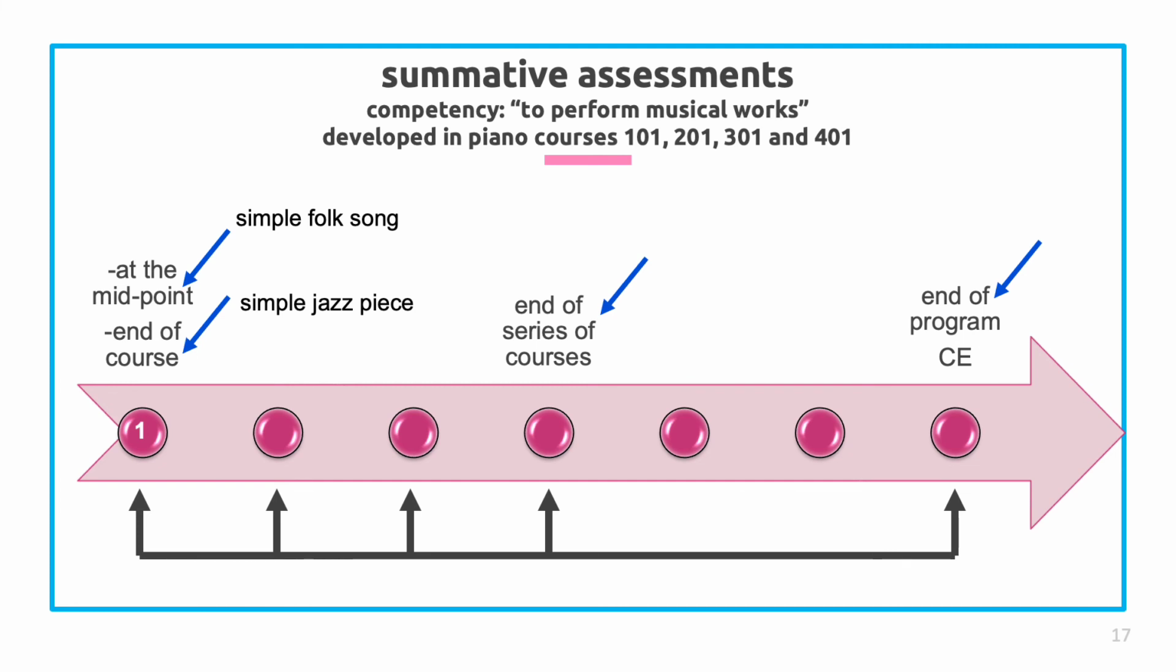The summative assessments require students to mobilize their knowledge of music, the skills and attitudes developed up to a point in time, but at different levels or performance standards. But by the end of the fourth course, students should be able to exercise the competency to perform musical works at a level established by the ministerial standard. At this point, when they are able to play a complex Latin jazz piece, the competency is said to be achieved.